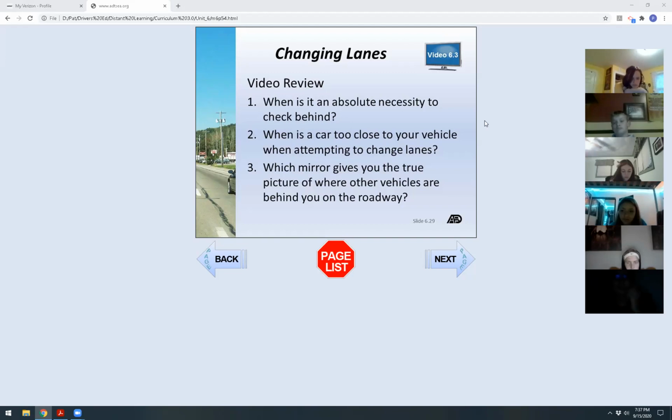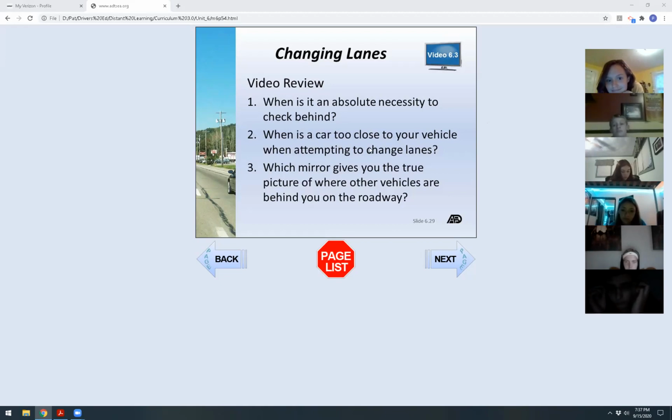And again, even if you think you know it's clear, still look. It should become a habit. You will be shocked if you don't look. One of these days, you're going to either look and be shocked that the car is there when you thought there wasn't, or you're not going to look and you're going to be shocked when you run someone off the road and kill them. Either way, you should be looking behind you anytime you're going to change lanes.